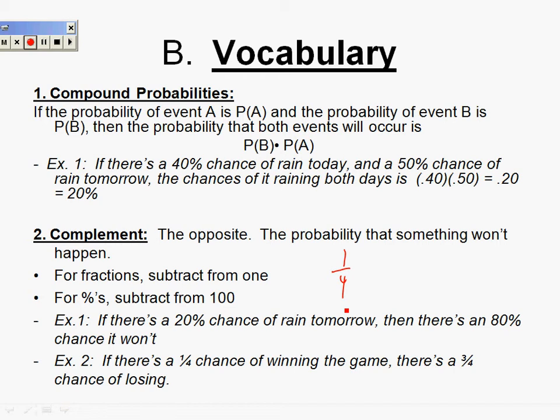1/4. All right, so subtract those two numbers, 1 and 4. What is it? 3, and then keep the bottom the same. The reason why that works is because the two top numbers have to add to make the bottom. So those are complements of each other.